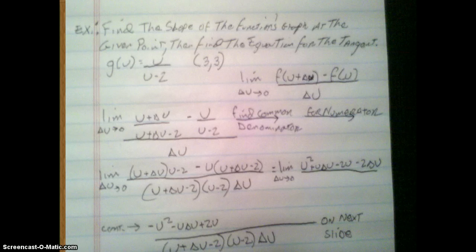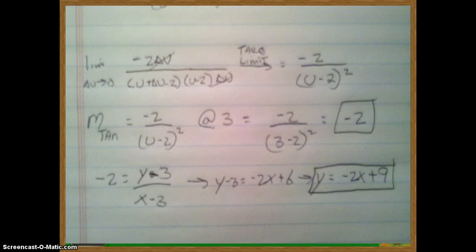Okay, this is a long numerator. You get u squared plus u delta u minus 2u minus 2 delta u minus u squared minus u delta u plus 2u. That can be simplified quite a bit. The denominator remains exactly the same. Don't mess with the denominator. After I simplify the numerator, I actually get negative 2 delta u. The denominator stays the same: (u plus delta u minus 2) times (u minus 2) times delta u.